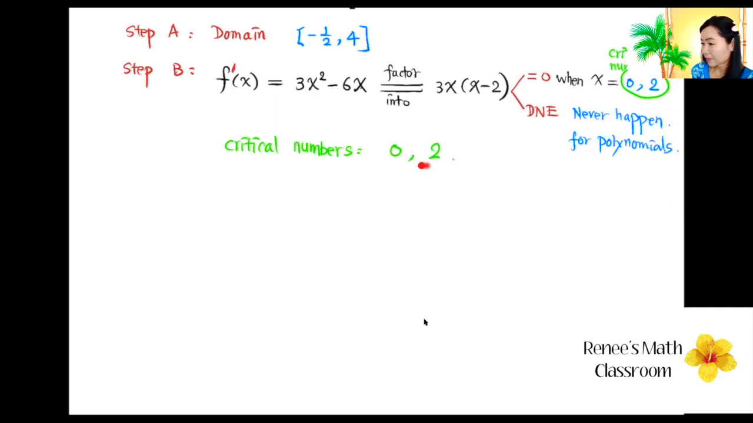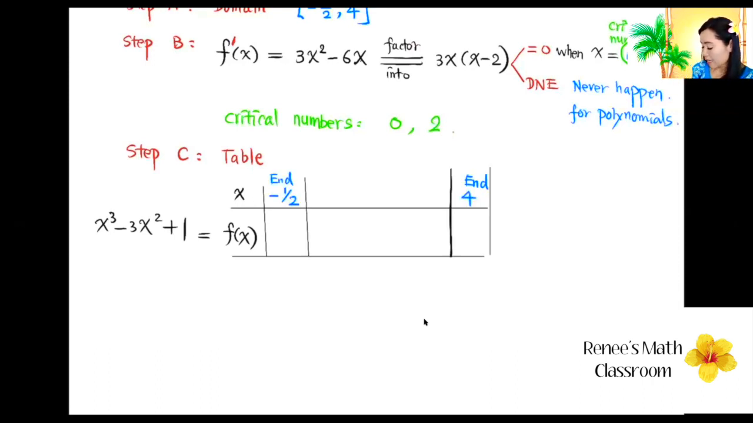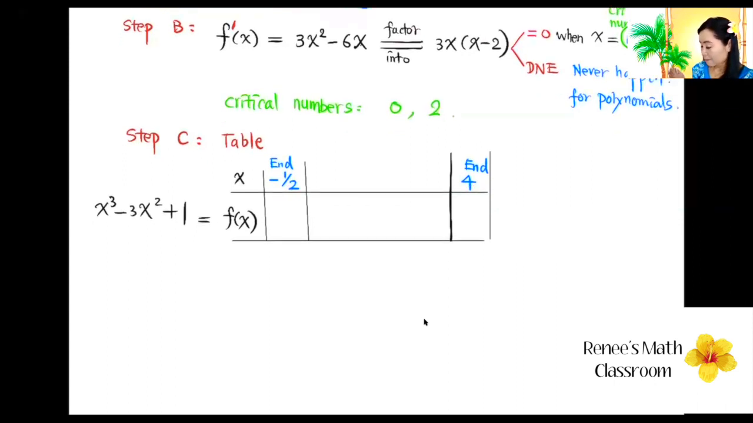You found the critical numbers, and then step C is to draw a table. This table has 2 rows: the first row for x, the second row for the function value f of x. The function here is as given. Now you're going to put the 2 endpoints at the 2 ends. So this end is negative 1/2, the other end is 4. And then you put the critical numbers in it.